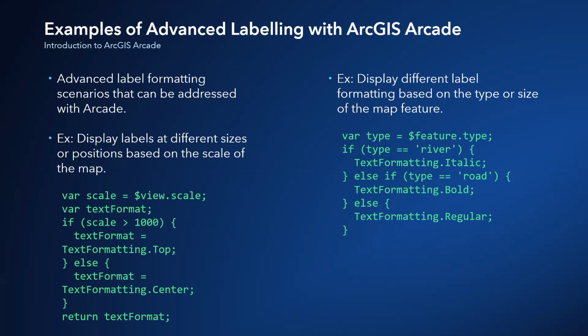It's going to allow you to use Arcade expressions to create stacked labels, which can be useful when displaying multi-part information, such as street names and house numbers.